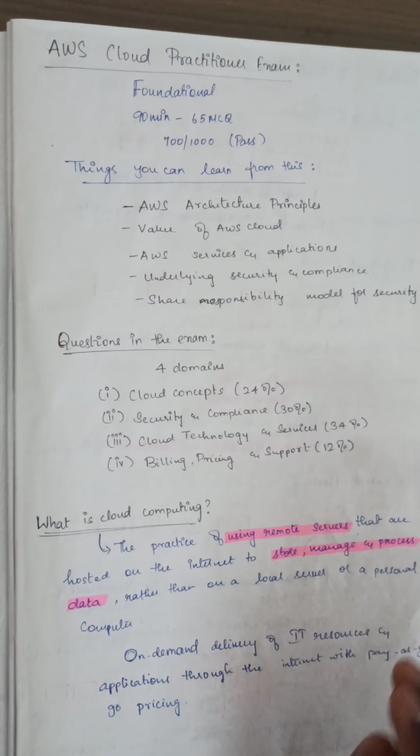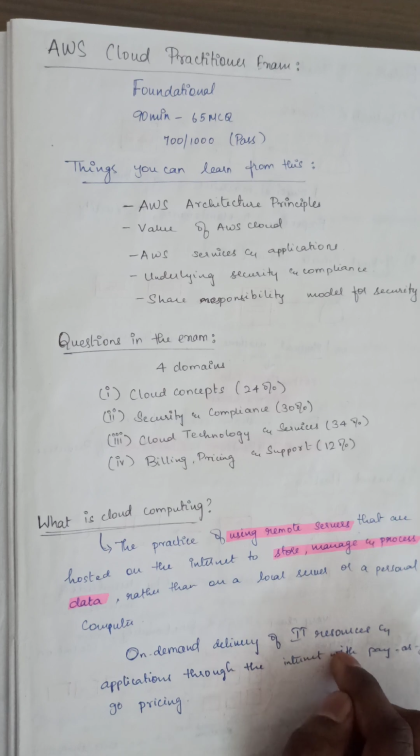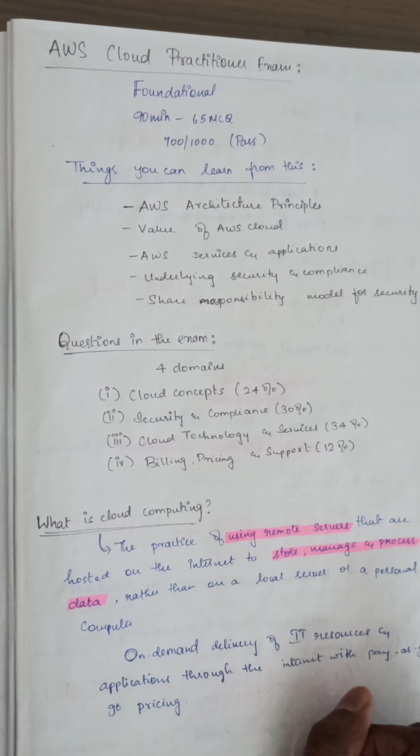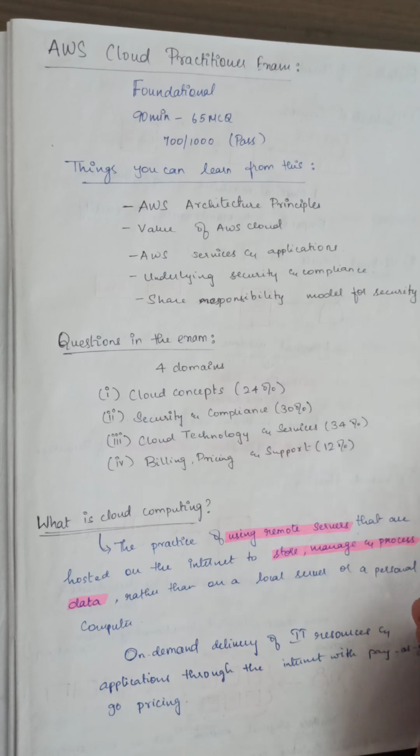And AWS is a cloud service provider which provides on-demand delivery of IT resources and applications through the internet with pay-as-you-go pricing. Pay-as-you-go pricing here means that you will only pay for a service that you are using and not for other services that are linked with AWS. So if you are using an EC2 service or an S3 bucket service, then you will just have to pay for that and not for the other services provided by AWS.